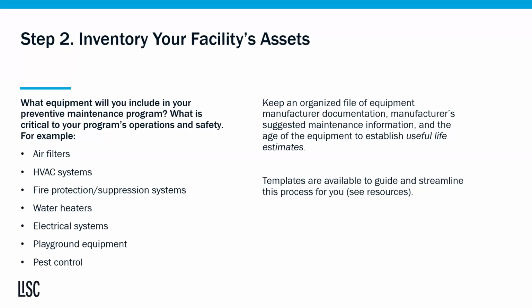Many of you were able to use some recent grant funding to upgrade your HVAC system, purchase outdoor equipment, and install new flooring or outdoor surfacing. Those are all assets that you might want to develop a plan for moving forward. The other thing to note here is that record keeping is really critical. You want to keep a file of any documentation, suggested maintenance information, and the age and model of any equipment. That'll help you think about when it might be time to replace certain items.